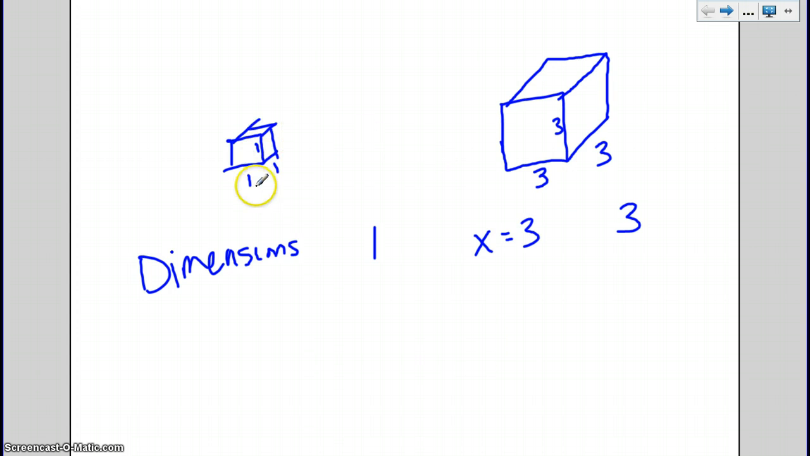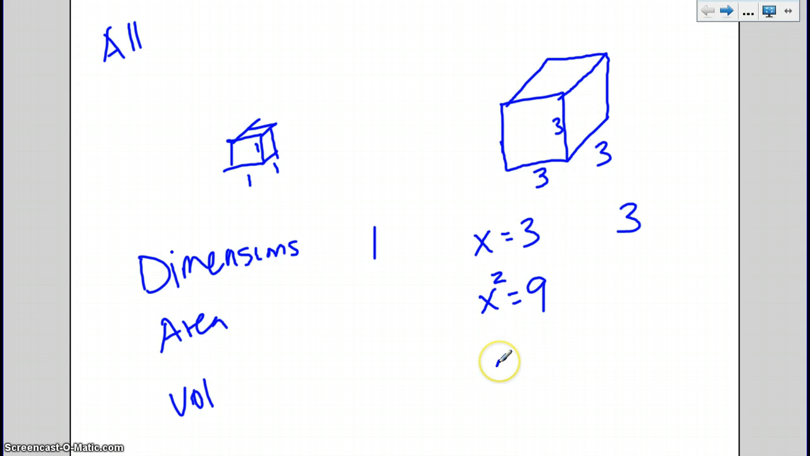How much does my area change if I triple all of my dimensions? All of my dimensions are tripled. Well, the surface area changes by that same scale factor squared. My volume changes by that same scale factor cubed. 3 cubed is 27.